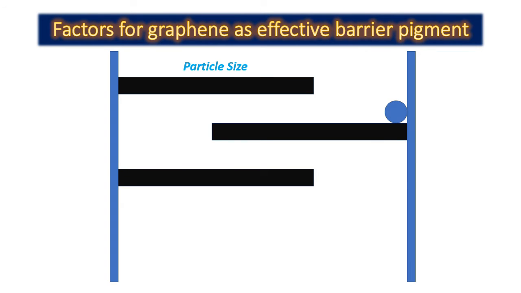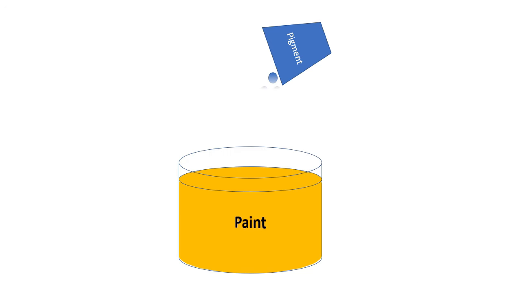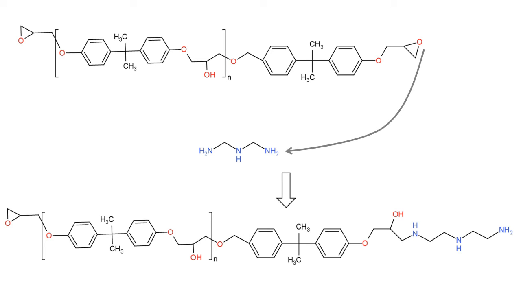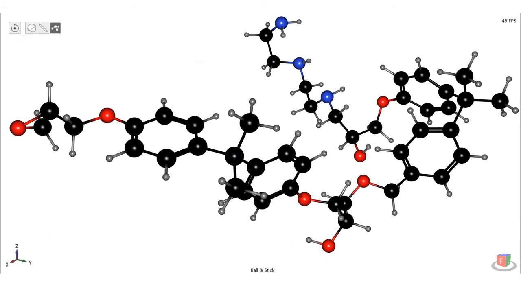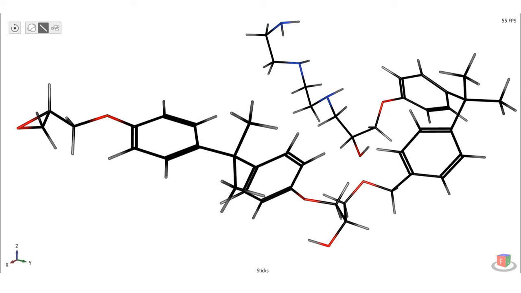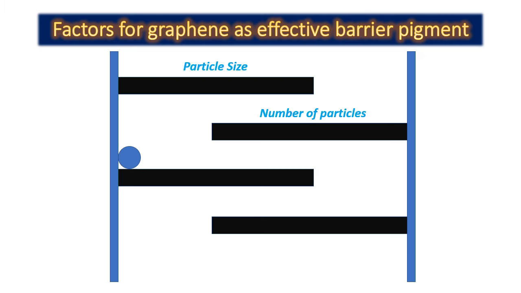The second factor which affects the barrier property is the quantity of particles. A lower quantity of particles may not have a very huge impact on the coating's performance, but a higher amount of pigment than the optimal value will hinder polymer network formation and therefore reduce the inherent mechanical properties of the coating, including the natural barrier property of the resin, which is inherently found in the polymer in the absence of any pigment particles.